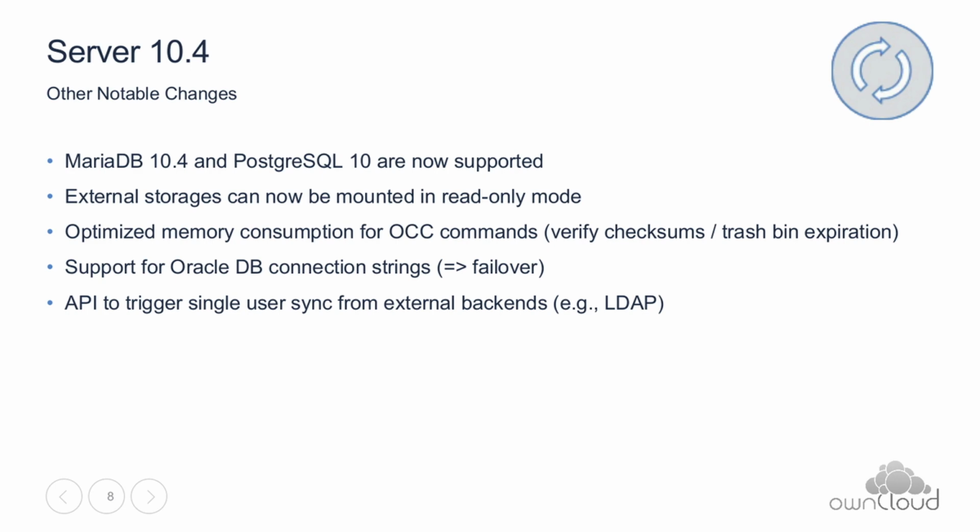So you need to go through all the users which you have in LDAP to discover, say, 5 new ones. Now we additionally have an API endpoint which can be used from the external backend to tell ownCloud basically that there are 5 new users, and ownCloud will then only synchronize these 5 new users instead of having to go through the whole LDAP directory. So for installations with many users, this can also be a performance improvement.